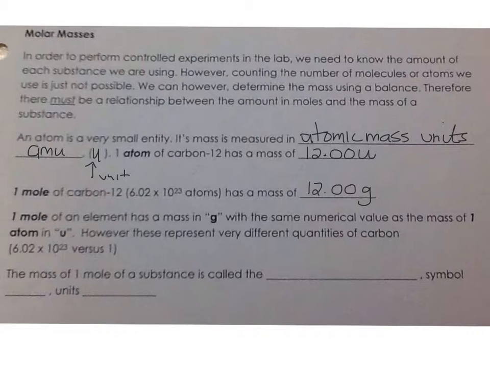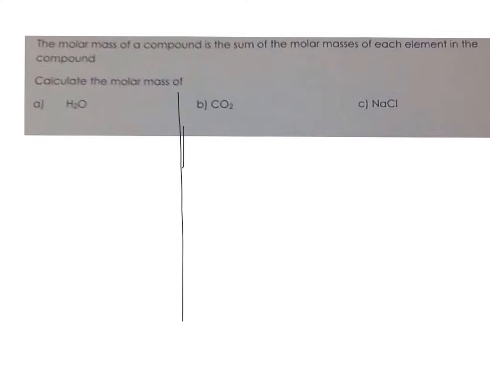The mass of 1 mole of substance is called the molar mass. The symbol is a capital M, and the units are grams per mole. For water, we take 2 times the molar mass of hydrogen, and we add 1 oxygen to that.